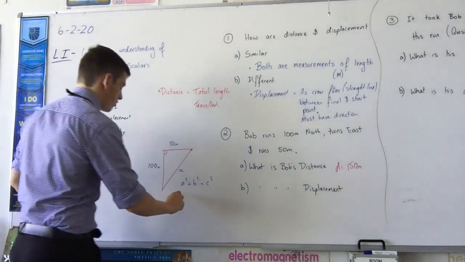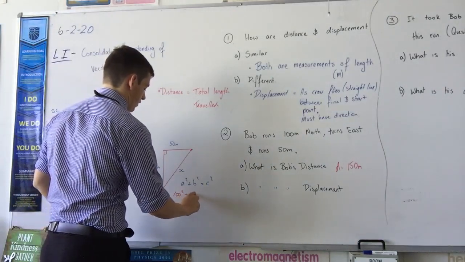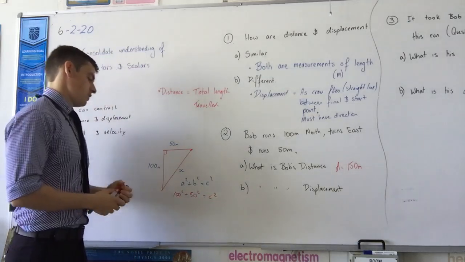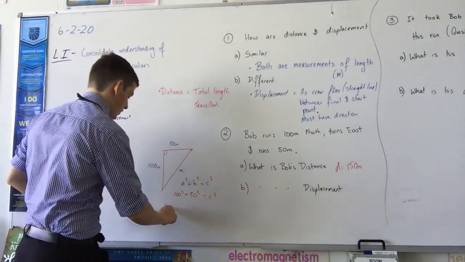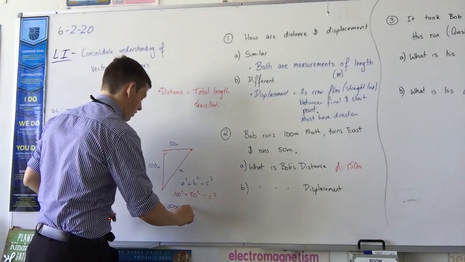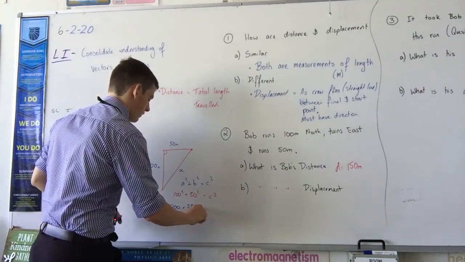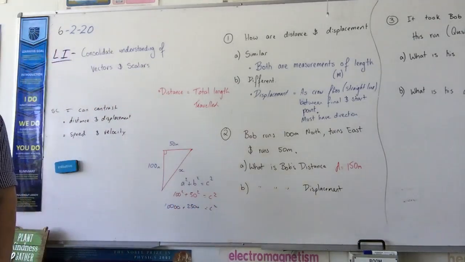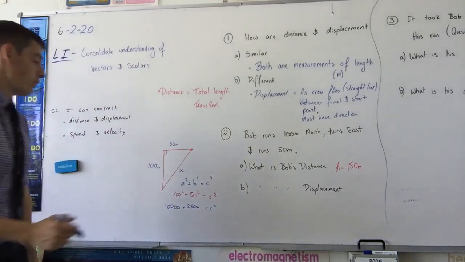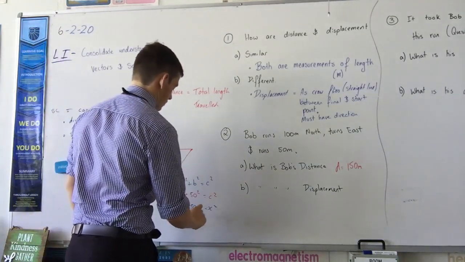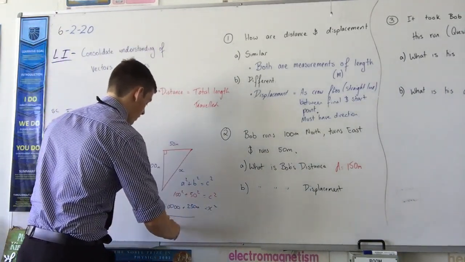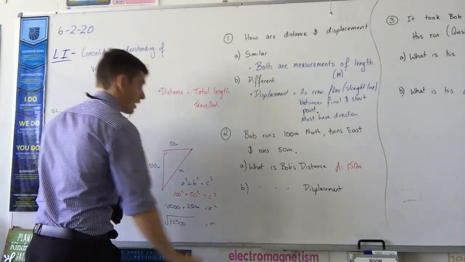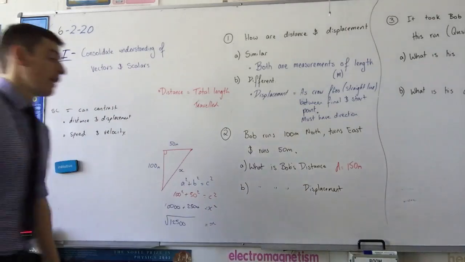So a squared is 100 squared plus 50 squared equals c squared. That'd be 10,000 plus 2,500 equals c squared. How do I rearrange to get c? Square root. I should make that x now. Sorry, x. Square root of 12,500 equals x. What does that equal? 111.